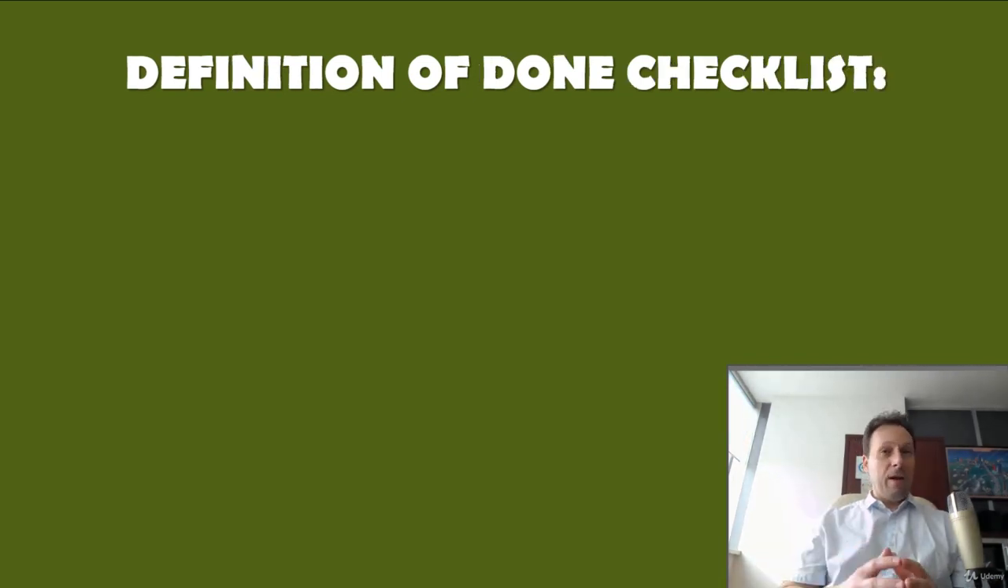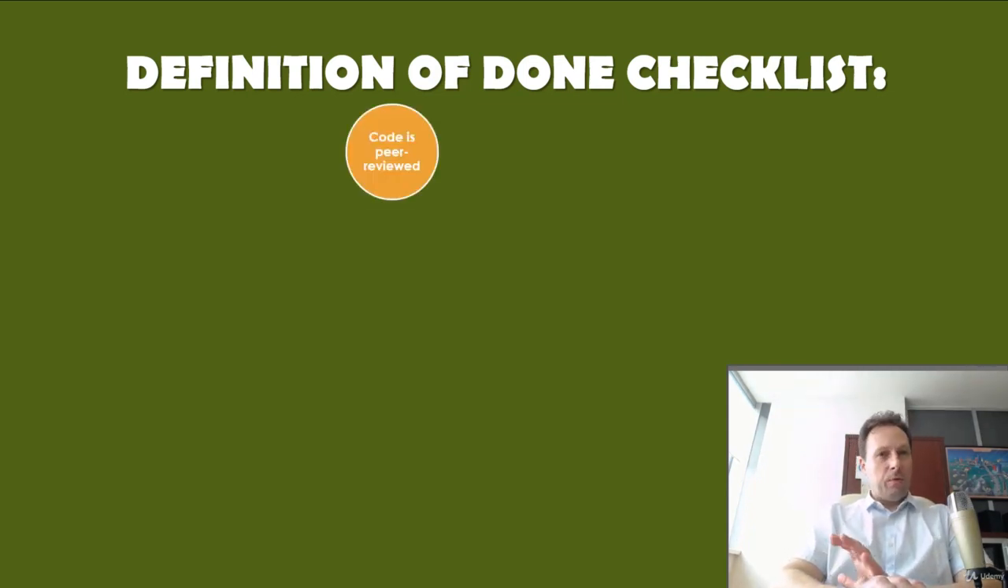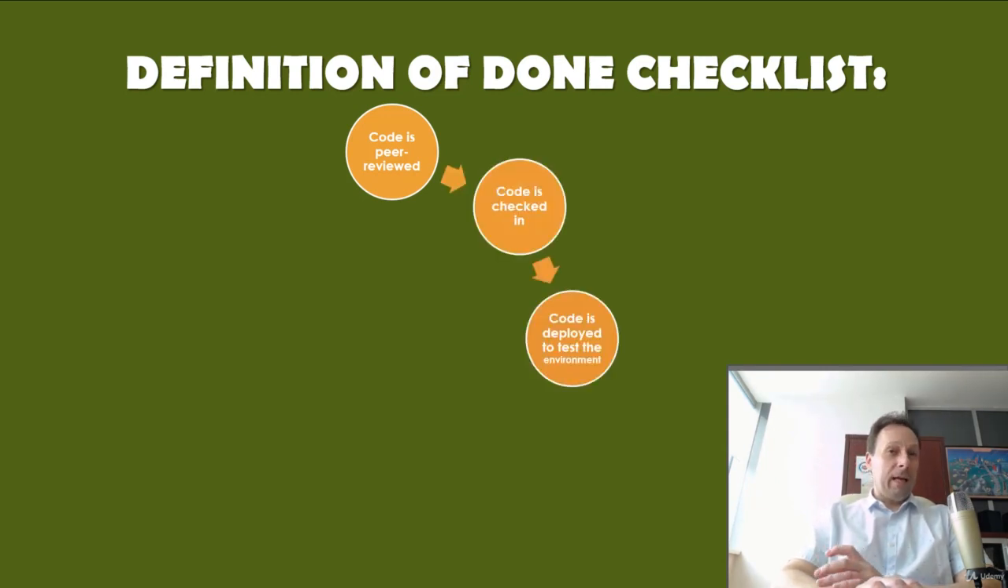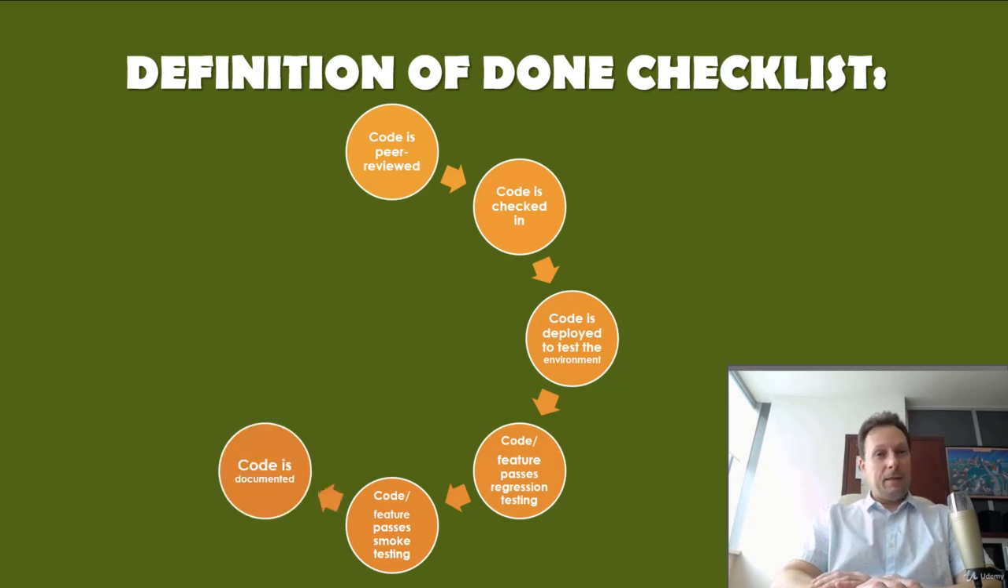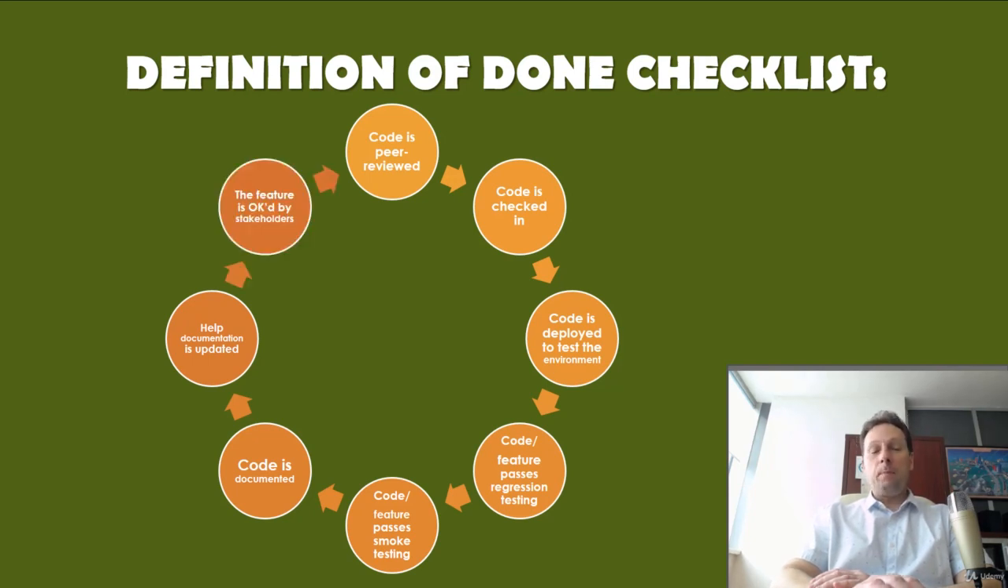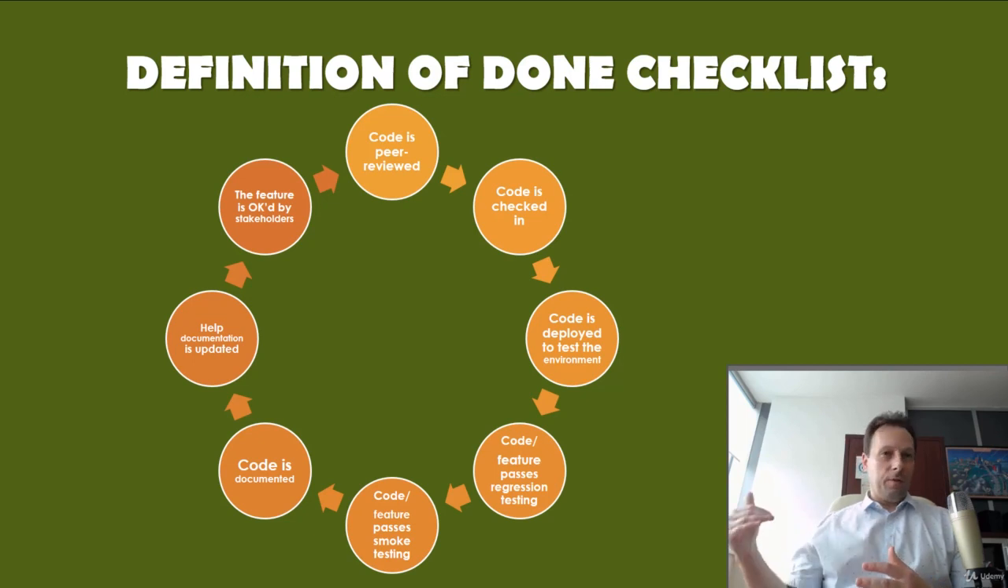While the particulars vary from organization to organization, a typical definition of done consists of a checklist containing items such as: code is peer-reviewed, code is checked in, code is deployed to the test environment, code or feature passes regression testing, code or feature passes smoke testing, code is documented, help documentation is updated, and the feature is okayed by the stakeholders. Developers or anybody who is working on the sprint increment must conform to the definition of done.